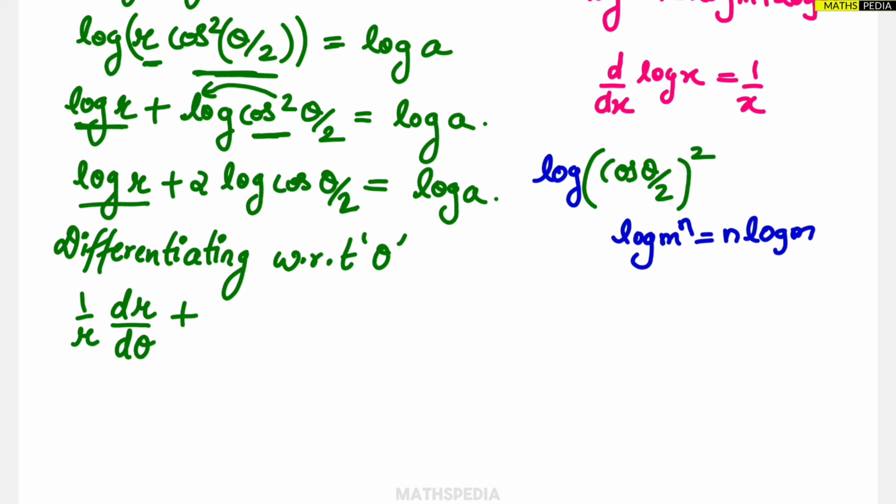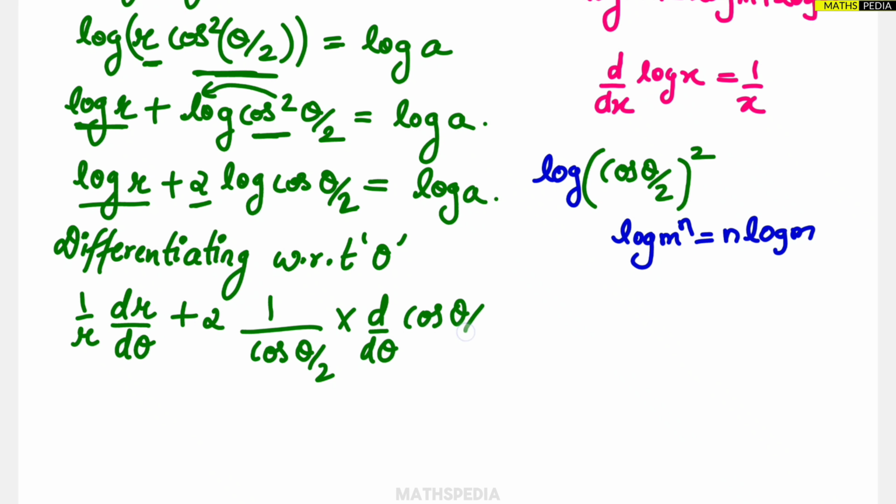Plus, now 2 is a constant value, you can keep it outside. So log cos theta by 2 differentiation can be written as 1 by cos theta by 2, right, 1 by x. But the problem here is that instead of x we have cos theta by 2, some other function, and that function has to be again differentiated with respect to theta. Equal to log a differentiation is 0, since a is a constant. Remember r is not a constant because here it is a polar curve, in which r is a variable. We cannot write 1 by a because a is a constant value, so differentiation will be 0.